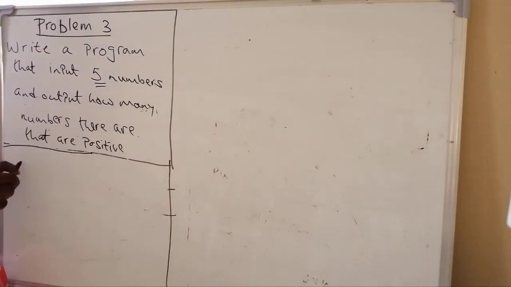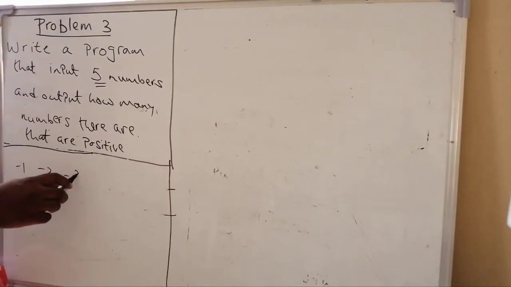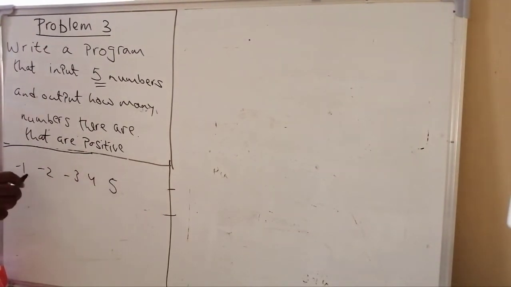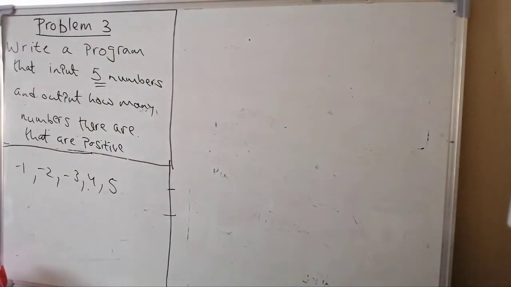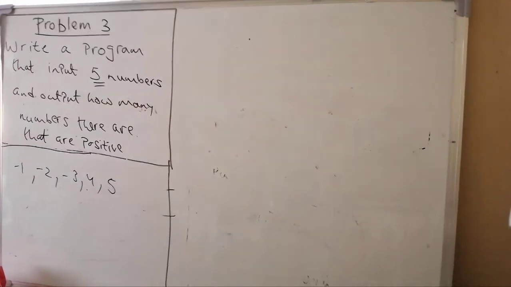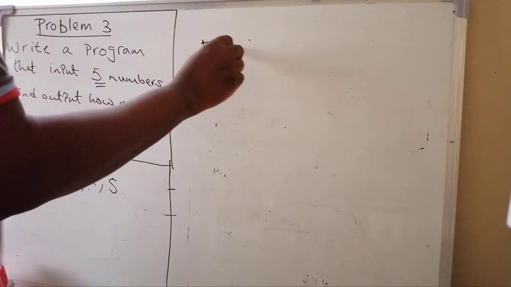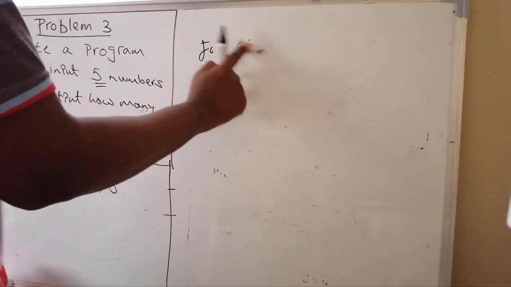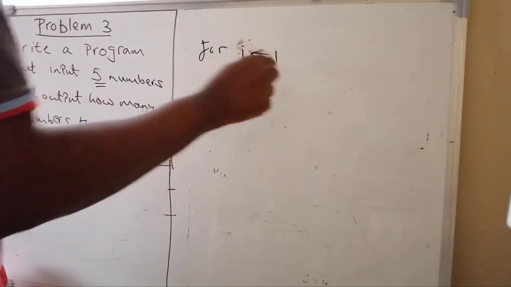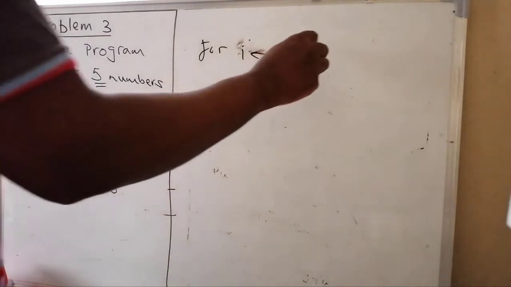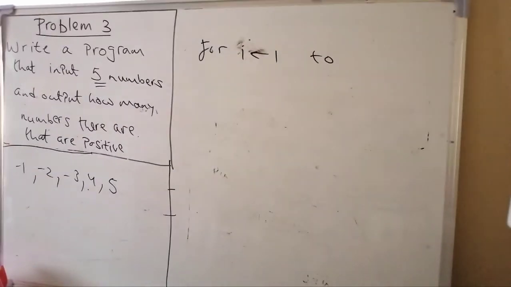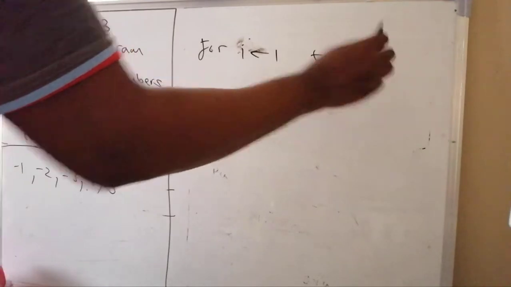So among these numbers, let's say, how many of them are positive if I have inputted 5 numbers. In fact, you can say this is 1, this is 2. So basically it becomes a counting problem. So let us solve it step by step. So we need to input 5 numbers. So there must be a for loop, let's put I now as a count variable, for I is equal to 1 to 5.